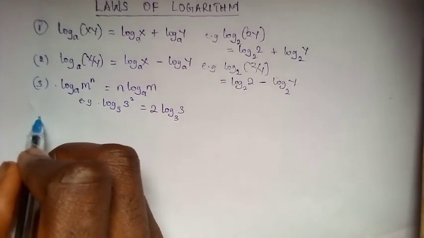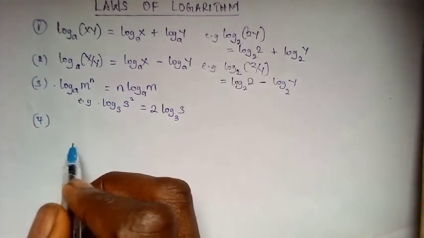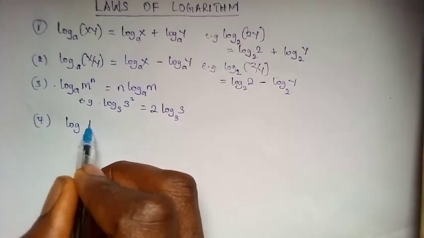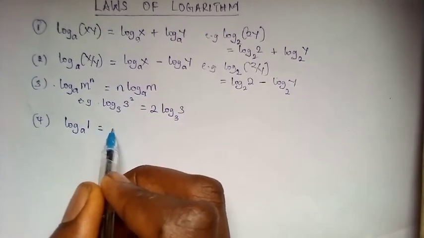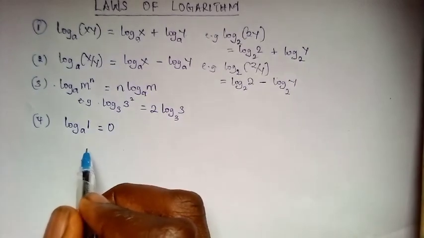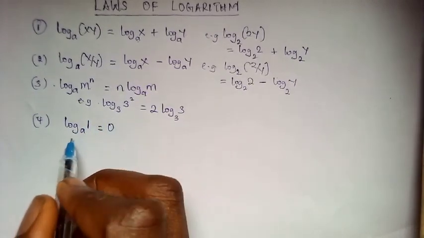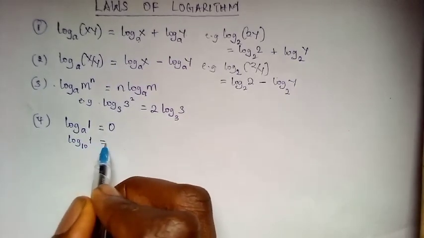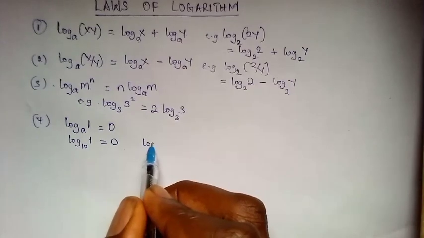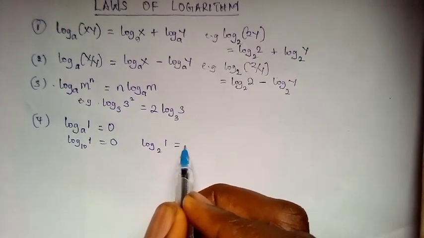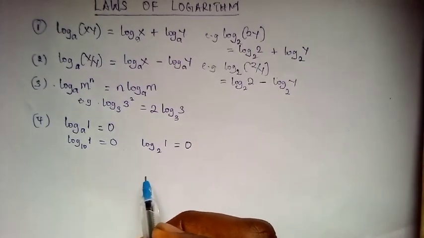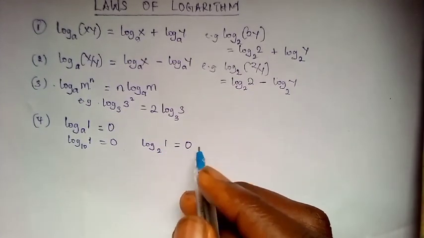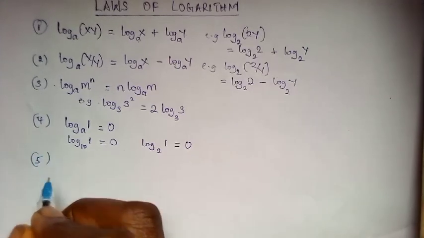Moving over to the fourth law. I call it the zeroth law: the logarithm of 1 to any base is equal to 0. So if it's logarithm of 1 to base 10, it will still give us 0. If it's logarithm of 1 to base 2, the answer is also going to be 0. No matter the base used, as long as you're looking for the logarithm of 1, it is definitely going to be 0.